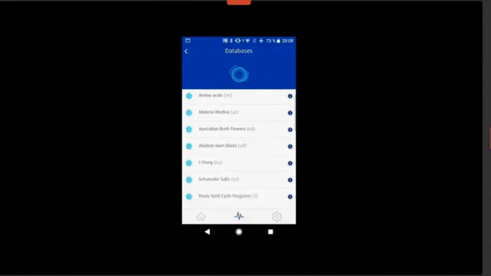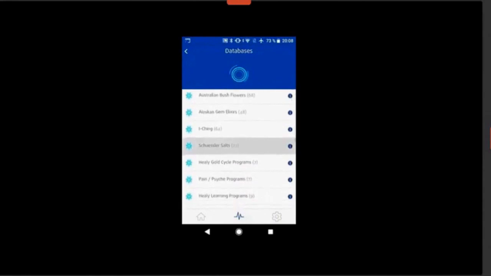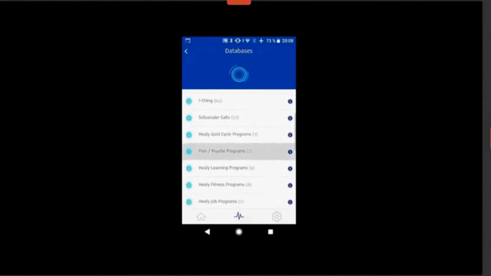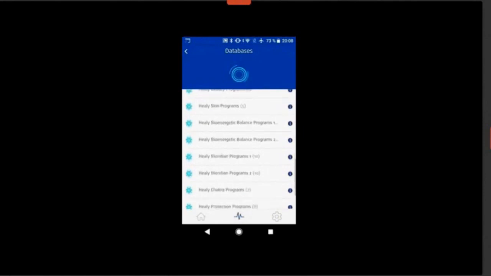We have Alaskan gem elixirs, Schuessler salts, and then we have all the Healy programs from the other app, which is very important. From the other app, because you can do an analysis in the categories or overall to be able to know which program you would use now or you would need in the other app. This is very useful. Scroll all the way down and there is a thing called all Healy programs, right? I want to do this first.